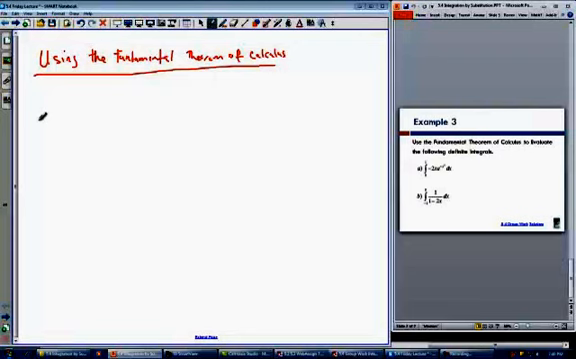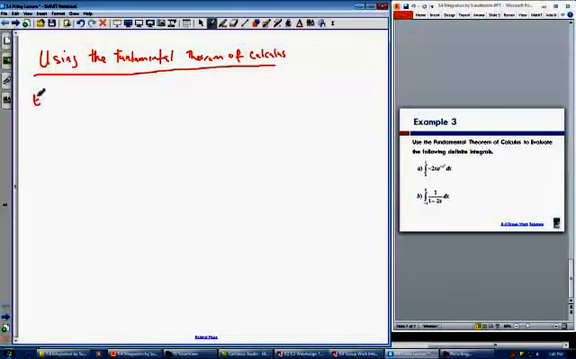So use the fundamental theorem. I'm going to call this example 3. Let's continue on with the last lecture. Use the fundamental theorem of calculus to evaluate the following definite integrals, and that should not be capitalized, but it is. So part A, this is the integral from 0 to 1 of minus 2x e to the minus x squared dx.